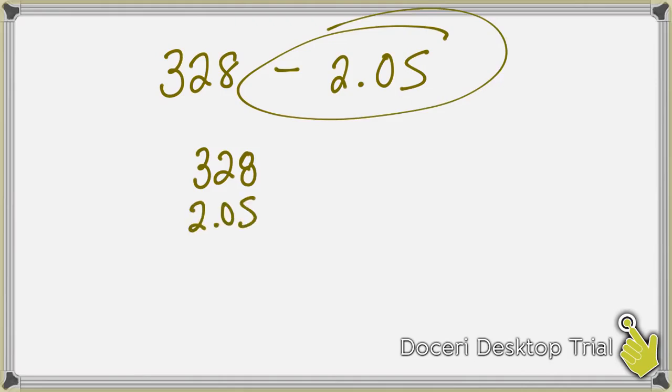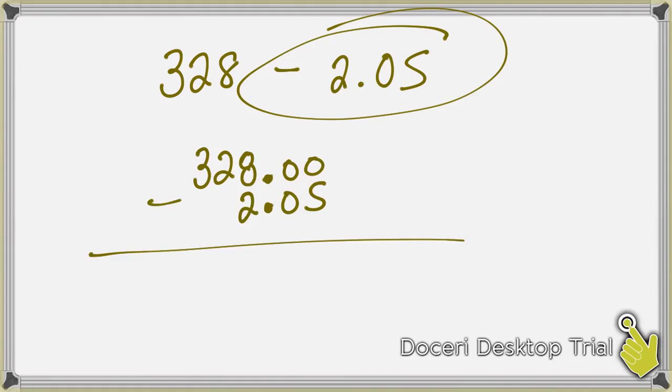The decimals are not lined up right now. Technically, if there is no decimal in 328, the decimal is at the end, right? Okay, so I have to line my decimals up. So right in front of the decimal was a 2, and then behind it was 0.05. So I could add 2 zeros at the end, and now I could subtract.